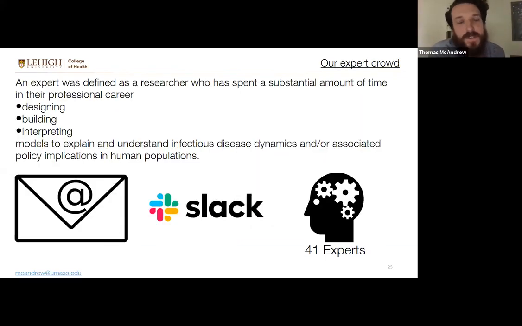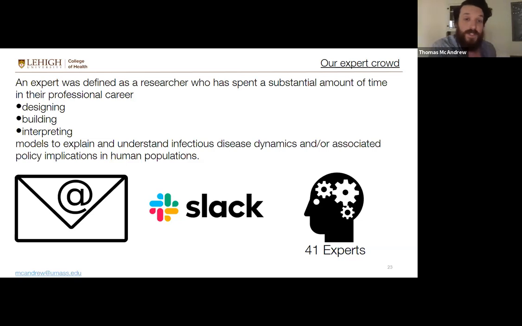Back to the experts. So if you were an expert in that crowd on February 17th, we would define you as an expert as follows. A researcher who spent a substantial amount of time in their professional career doing one of 3 things: designing, building, or interpreting models to explain and understand infectious disease dynamics or associated policy implications in human populations. That was the criteria we used to define an expert.